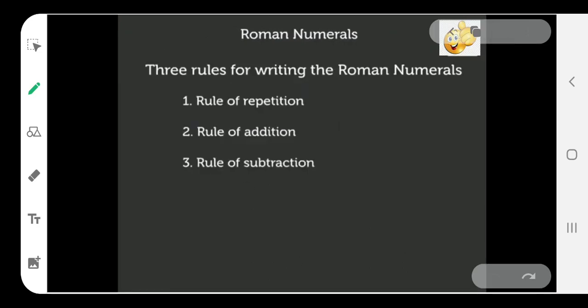Now 3 rules for writing the Roman numerals are, which you have to keep in mind, and this you have to write in your notebook also. The first rule is rule of repetition, then rule of addition and rule of subtraction. These 3 rules you have to write in your notebook also. I'll send you the photographs of this and you have to copy in your fair book. Okay.